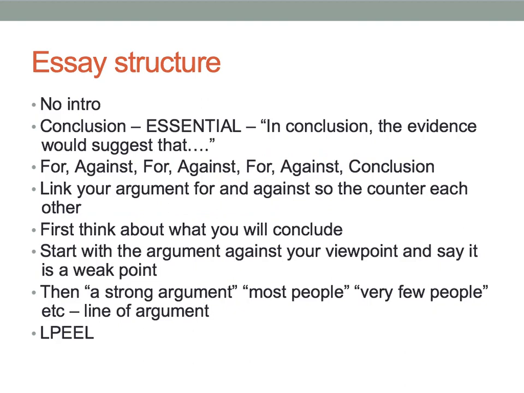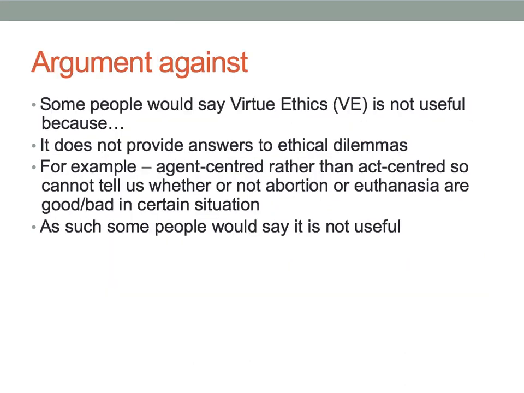So in each paragraph, you would need to use those words from the question, saying, therefore, virtue ethics is useful because, or therefore, virtue ethics is not useful because. Okay? Because I've thought about it, and I'm going to conclude by saying that virtue ethics is useful, I'm going to start off by saying that it is not useful, but suggesting that it's a weak argument. So I would say something like, some people, or a weak argument, or few people would say virtue ethics is not useful because, see, I've linked to the question, not useful, because it does not provide answers to ethical dilemmas. This is one of the key criticisms.